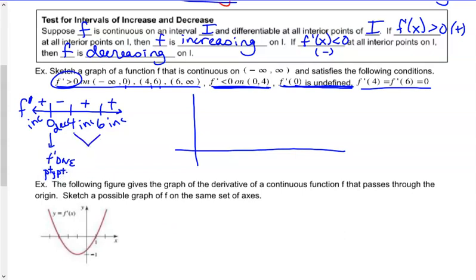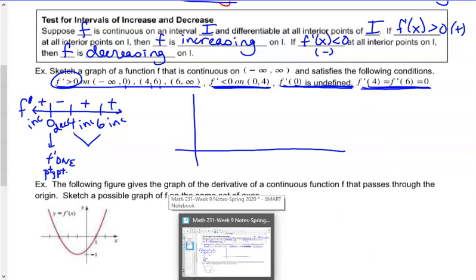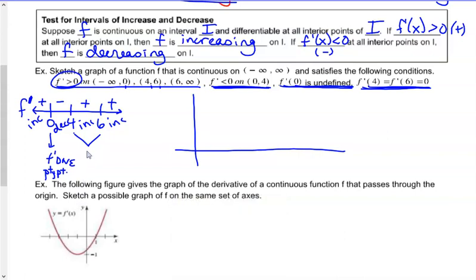At 4 and 6, because our derivatives are equal to 0, that means I have a nice smooth max or a min at 4 and 6. So we're going to have a horizontal tangent here at 4 and 6. Horizontal tangent. So putting all that information together, we should be able then to create a graph, okay?